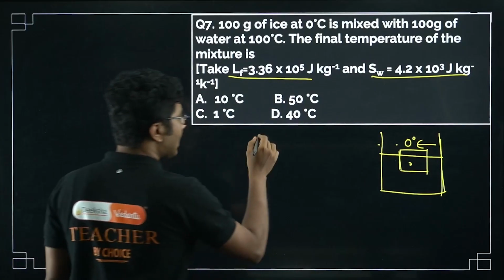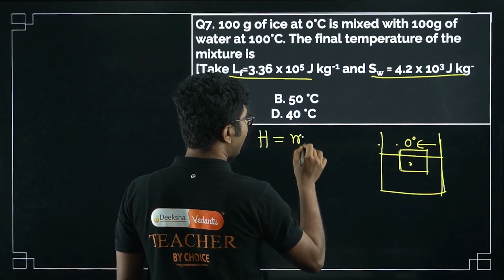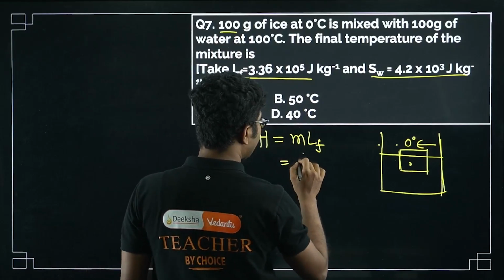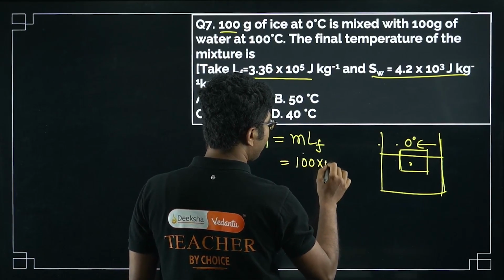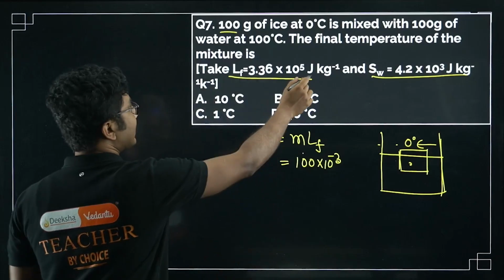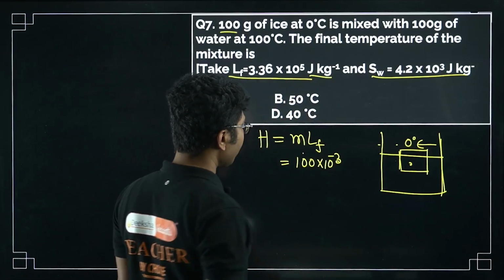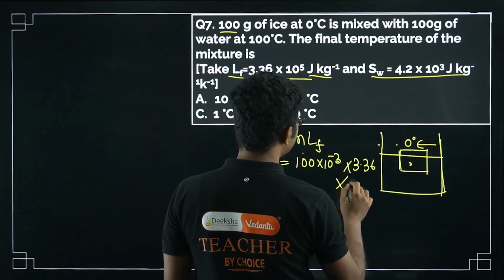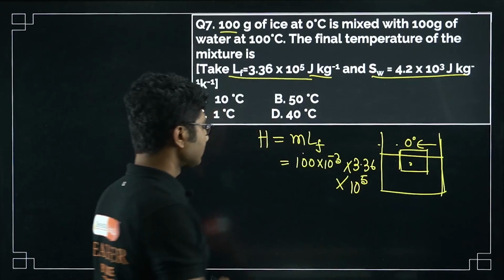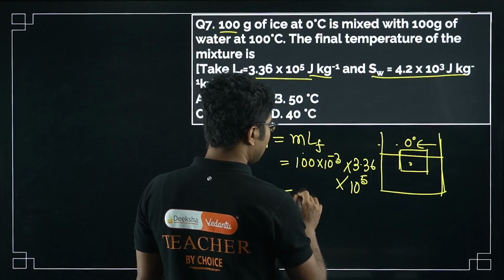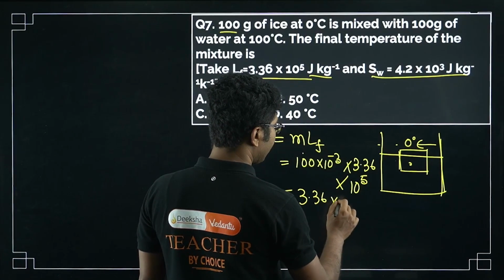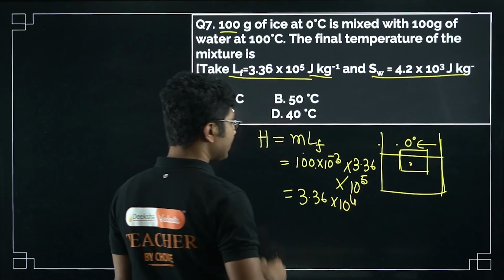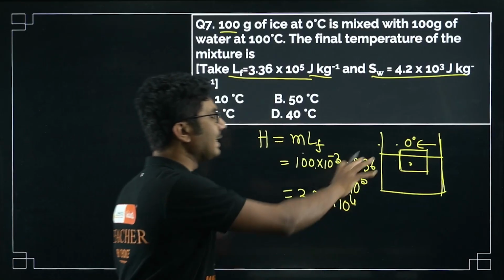What is that heat energy? The ice will consume heat energy equal to M into LF. M is 100 grams, which means 100 into 10 to the power of minus 3 kilograms, because everything is given in kilograms, so you have to convert it. And LF is given as 3.36 into 10 to the power of 5. So it will be 3.36 into 10 to the power of 7 minus 3, that is 4. So this much heat is absorbed during the melting process only.